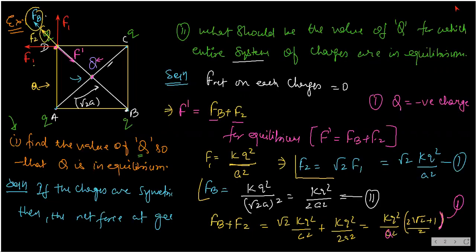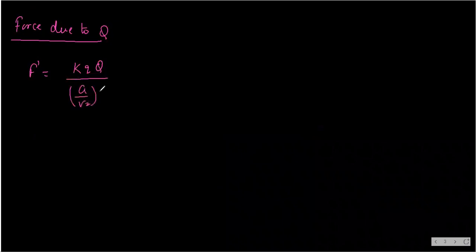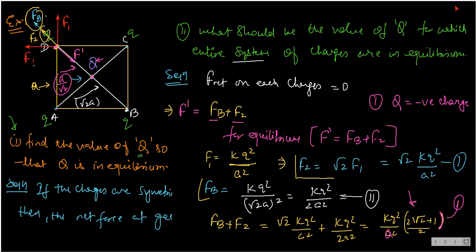Now, the force due to capital Q. So you can see that this length is how much? Root 2a. So this length, my dear kids, is gonna be a upon root 2. So the force on this charge due to the capital Q should be F dash we have taken. That should be in this direction, and that is going to be how much? That is going to be K Q capital Q upon a upon root 2 whole square. That is nothing but 2 times of k q capital Q upon a square, and that should be equal to this one for the equilibrium.